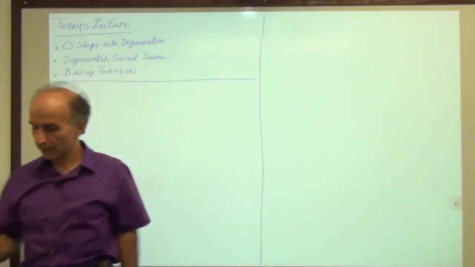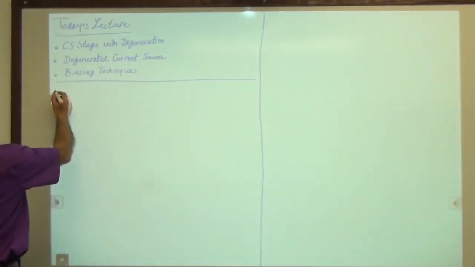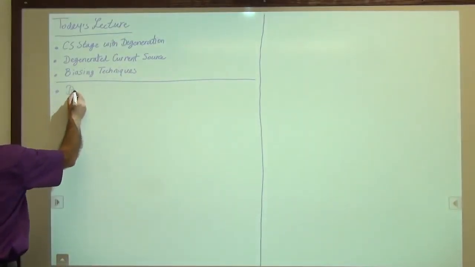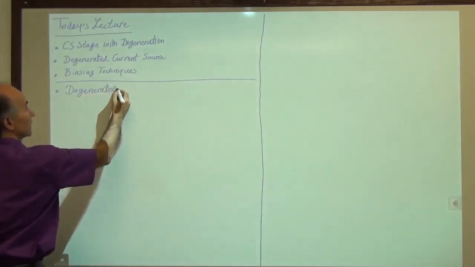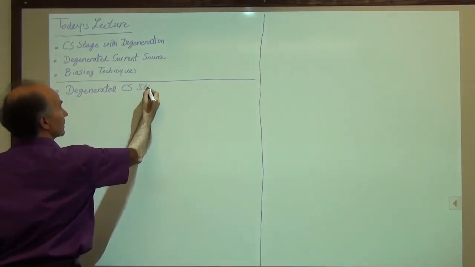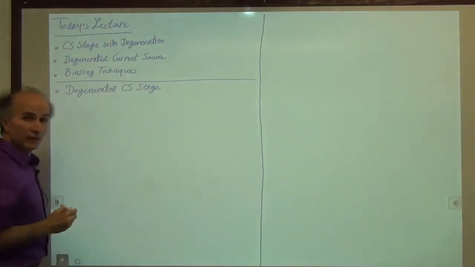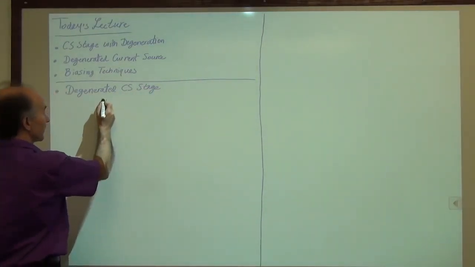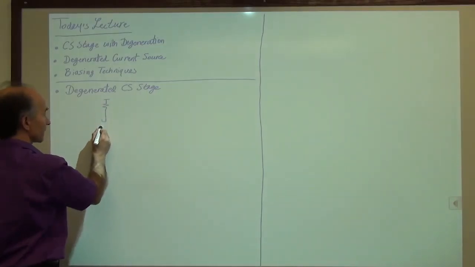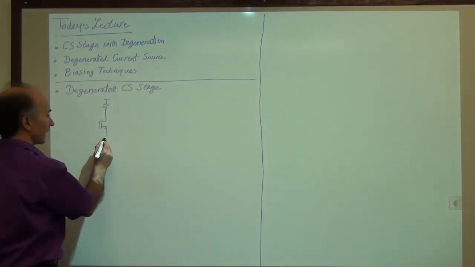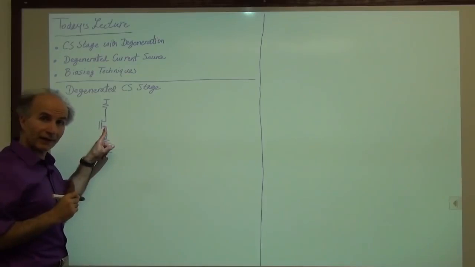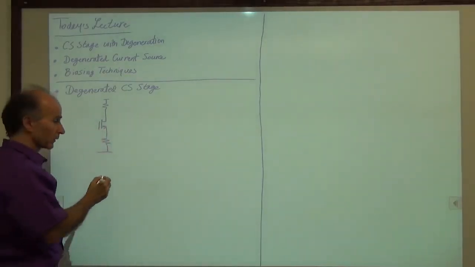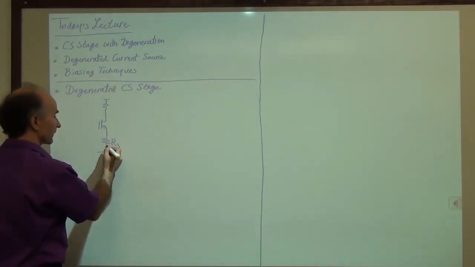Very well, let's begin with the degenerated common source stage, degenerated CS stage. And the idea is quite simple. We take a common source stage as we have seen in the past, and we add a resistor from source to ground. Previously, the source was directly connected to ground. Now there's a resistor in between, RS.